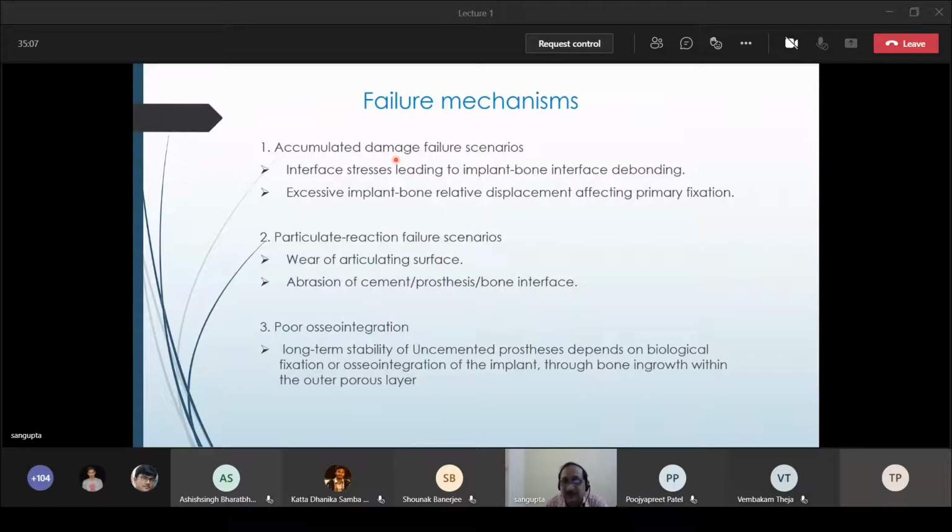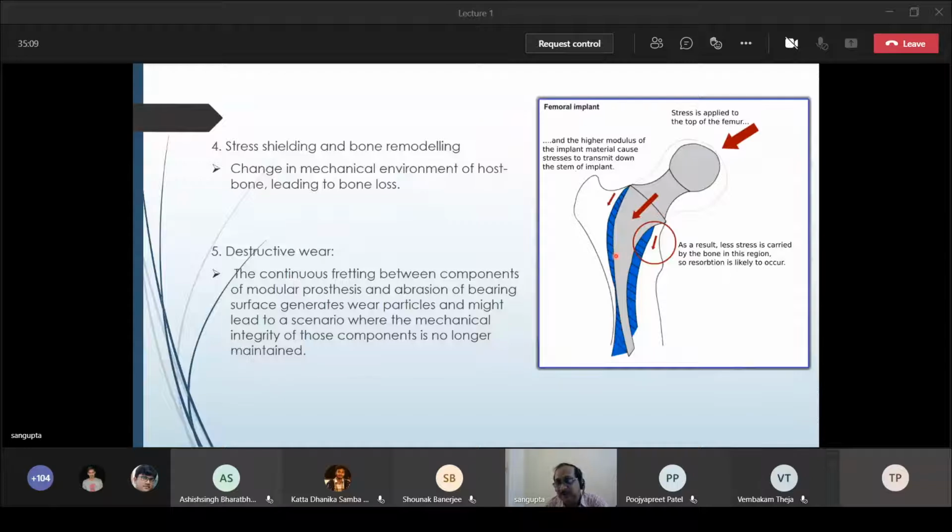Now, apart from all this, when you insert an implant, due to the design of the implant, maybe a long stem, the tip of the stem might be impinging on the cortical bone, say for a hip implant. That impingement can also cause fracture of the femur. So there may be failure of cancellous bone, there may be failure of the cortical bone due to insertion of the implants.